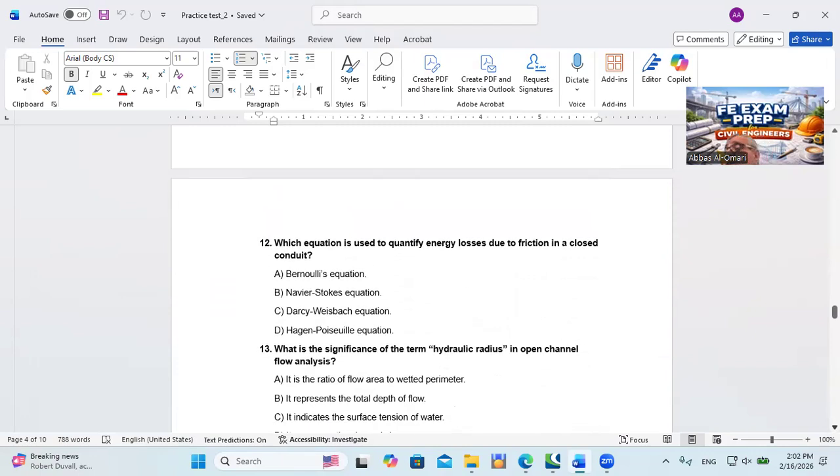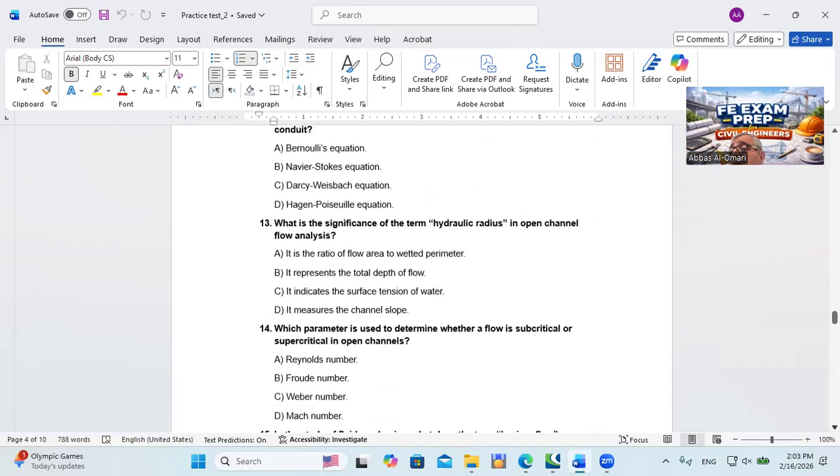The next question, which equation is used to quantify energy losses due to friction in a closed conduit? Now, in a closed conduit, the head loss or the frictional losses are determined by the Darcy-Weisbach equation, which is head loss equals the friction factor times L over D, the length of the pipe divided by the diameter, times V square over 2g. So the Darcy-Weisbach equation is used to calculate or quantify head loss in pipe flow.